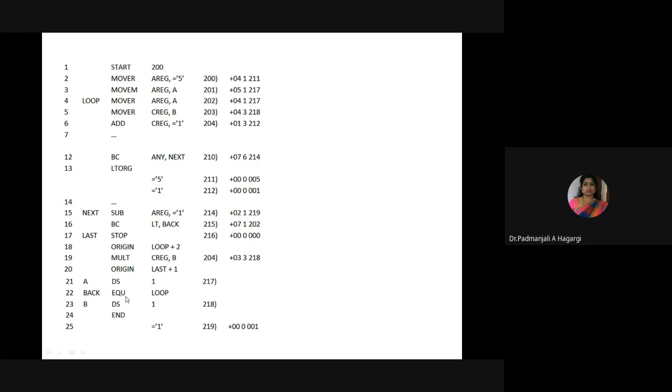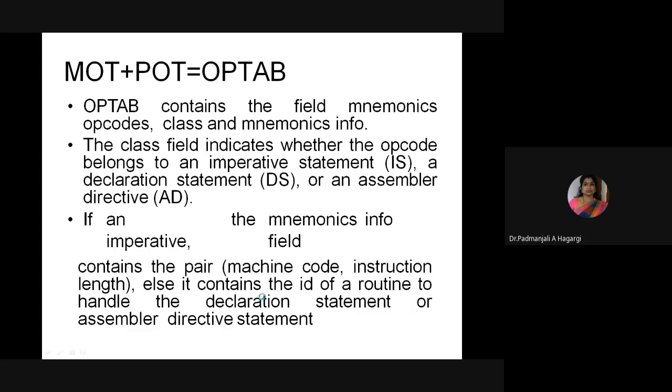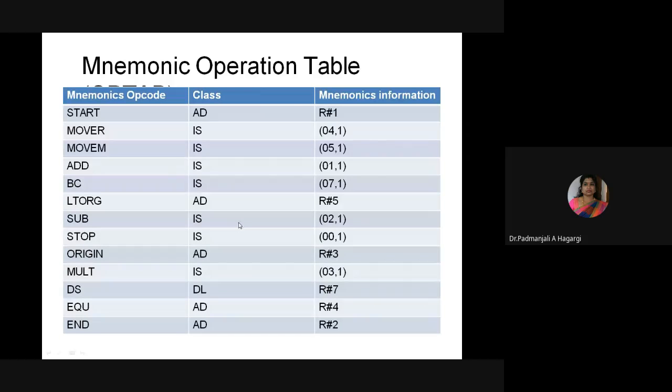There is a BACK which is used with EQU. This BACK is equal to LOOP. LOOP is already used here, which makes it a forward reference, and it takes the same address location 202. LOOP and BACK will have the same address 202. So this is how the program runs, that is how the control of the program goes.